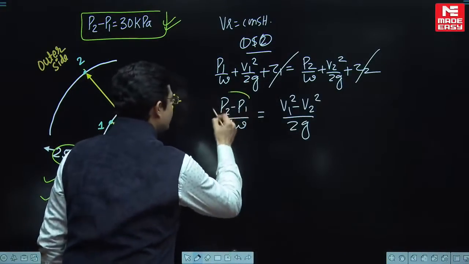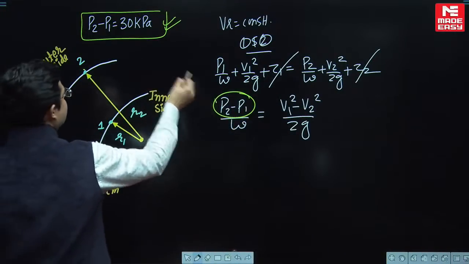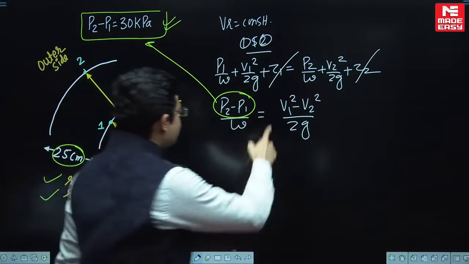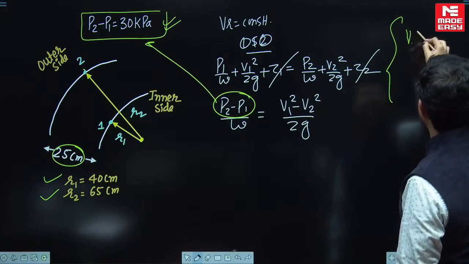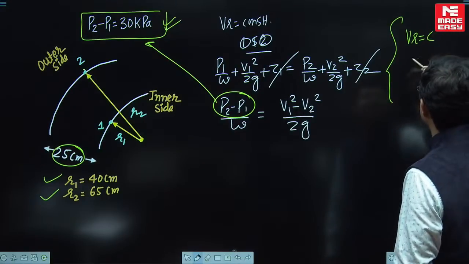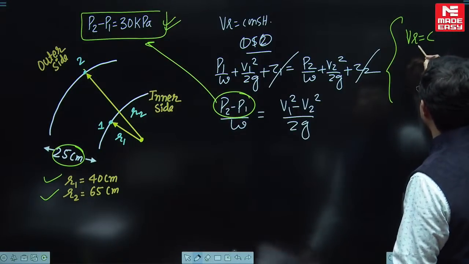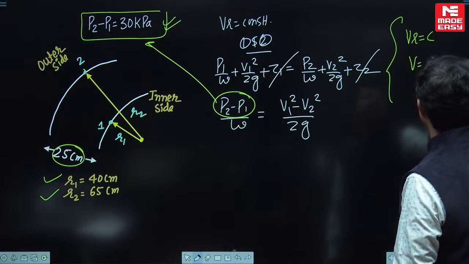You know this pressure differential is already given in the question as 30 kilopascal, but the velocity is varying, so let us convert. Everybody knows V r is a constant, let us convert in terms of radius. So therefore you can write the velocity as C by r.